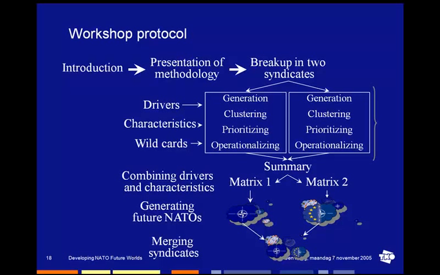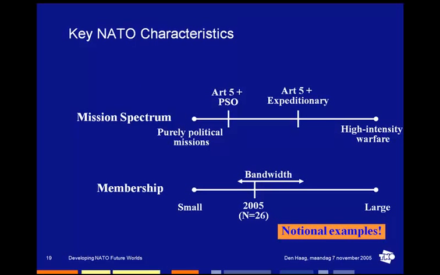We had two separate syndicates. We did this in one afternoon, incidentally. So we asked people to generate both. We gave them different pieces of paper, and we asked them: on the blue ones you write drivers, on the yellow ones you write characteristics, and on the red ones you write wildcards. So you got a whole bunch of sticky notes, which you then had them jointly cluster. You had them vote on what are the most important ones, and then you had them operationalize it along a sort of slide bar, as I said before. We then brought the groups together and combined them, which allowed us to generate future NATOs.